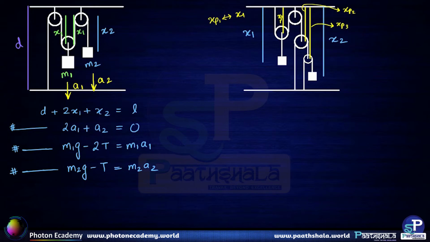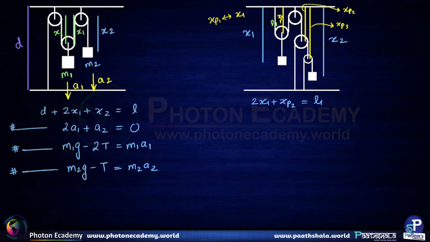So this is xp2. If I write down the length of the first string to be constant, I get 2 times x1 plus xp2 is equal to the length of string 1, which is L1. So I'm saying L1 is the length of string 1, let's say. This is the first equation that we get.